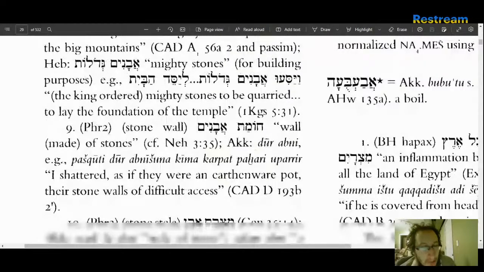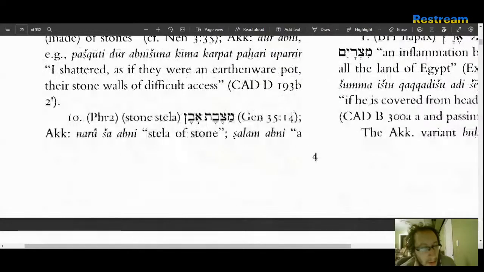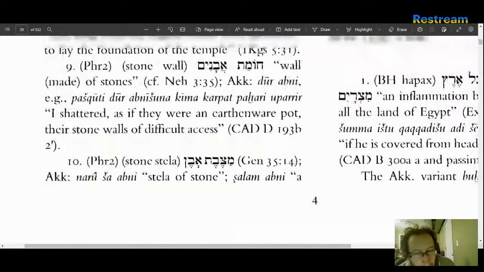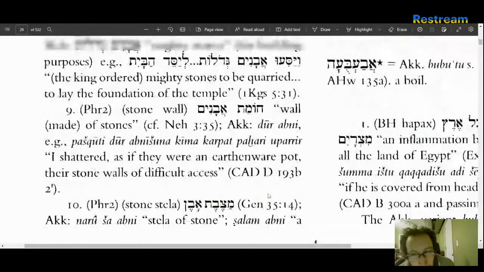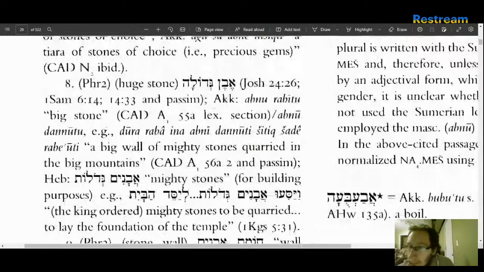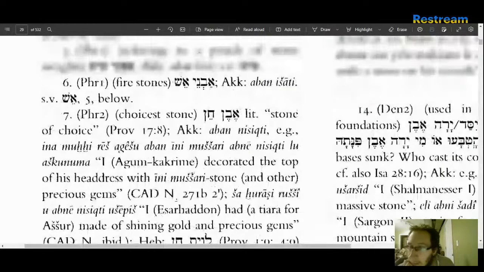And we have here a stone stela in Genesis. It's Mitzabat Aben. In Akkadian, it's Naru Shah Abni, which also means stele of stone. Salam Abni means, let's see, statue of stone.